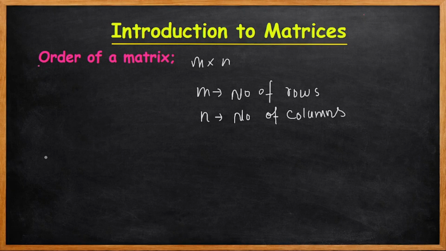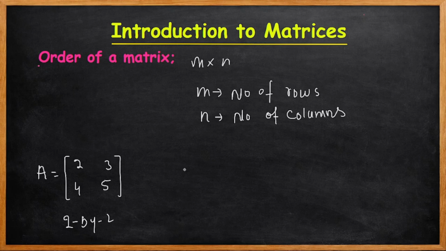For example, let we have the matrix A, which is equal to open square bracket 2 3 4 and 5. So the order of matrix A is 2 by 2. Matrix A is a 2 by 2 matrix.